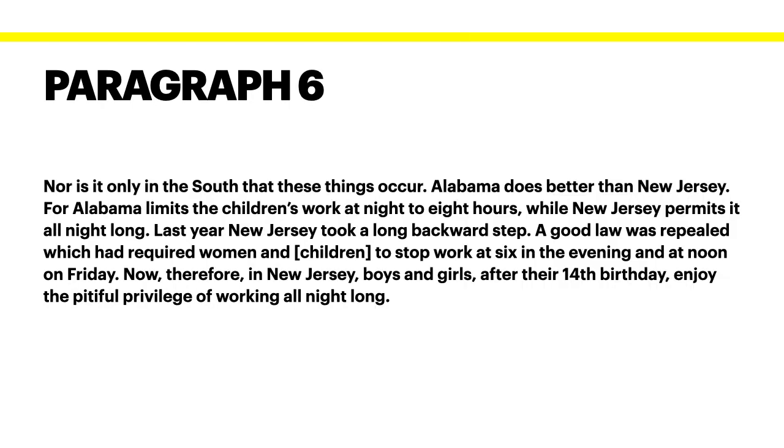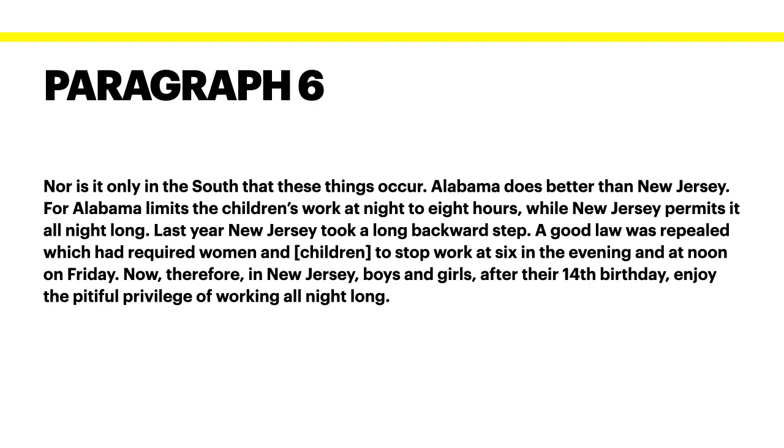We get to paragraph 6, and now she moves it away from the South and makes sure that we understand this is going on all over the country. She brings up New Jersey as a particularly poor example of child labor laws. They actually had a good law on the books that was repealed so that children could work from 6 in the evening and at noon on Friday. So in New Jersey, they've gone backwards.